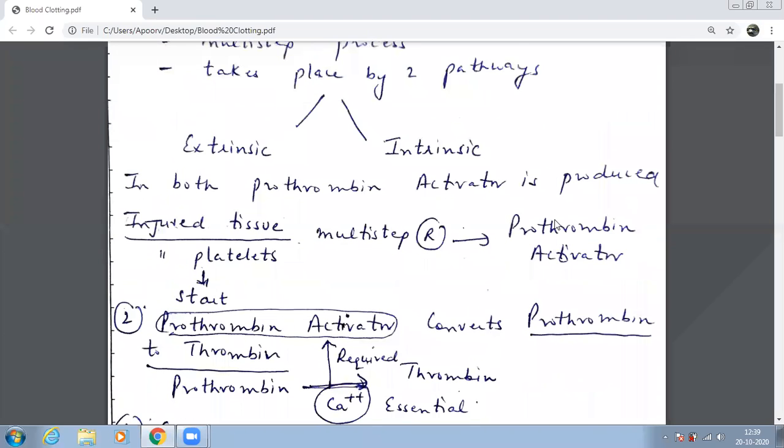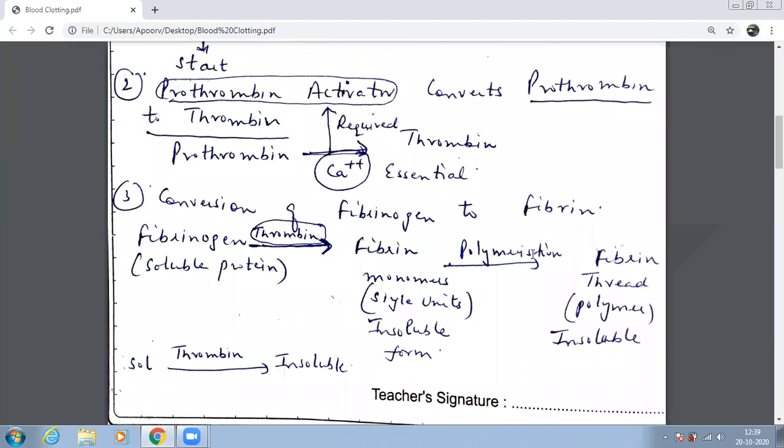In the third step, what was changing into what? Fibrinogen to fibrin in the presence of thrombin. And the product of the second reaction will help us here. What was the product of the second reaction? Thrombin. Fibrinogen is which kind of a protein? Soluble protein.